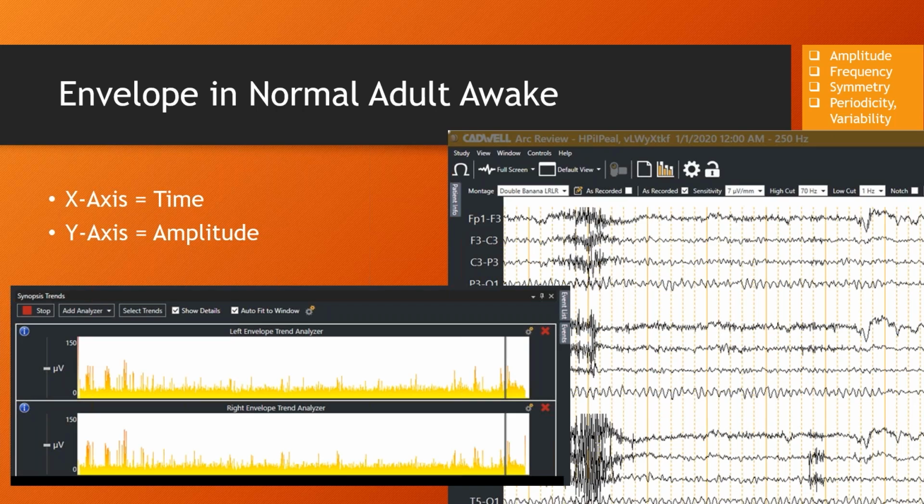If we place the cursor on one of those later high peaks, you can see that the patient's awake. Again, symmetrical EEG.